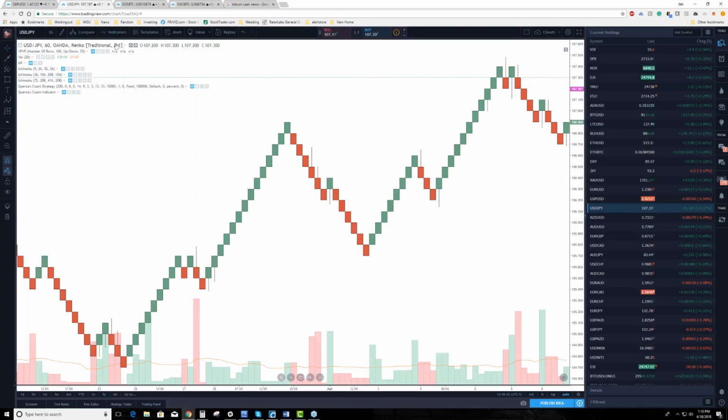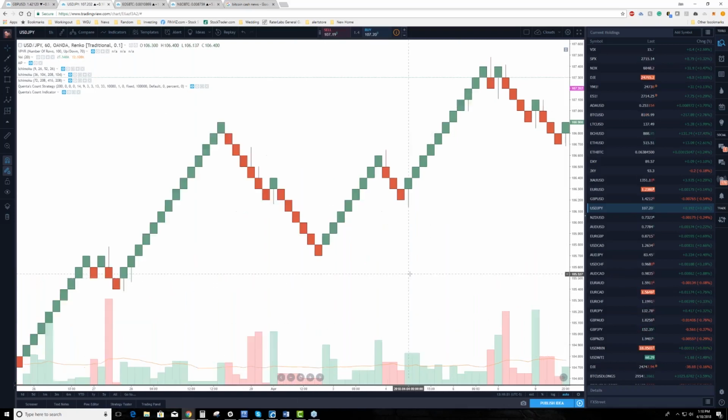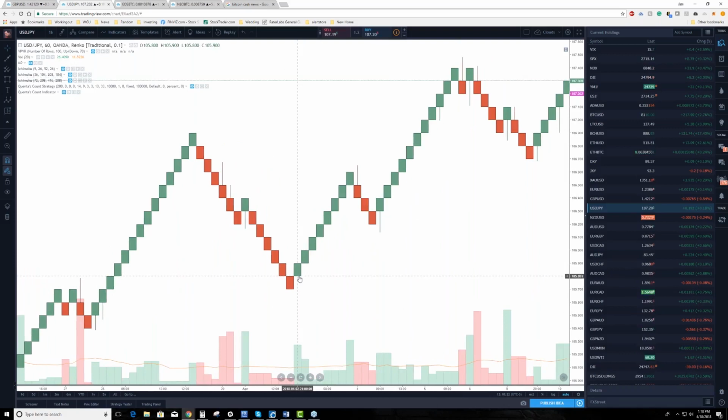Okay, each Renko brick is a determined amount of movement. Right now I have it set to 0.1, so on yen pairs, that means 10 pips. So I have it set to move 10 pips, and in order for this brick to form, it needs to move 10 pips.